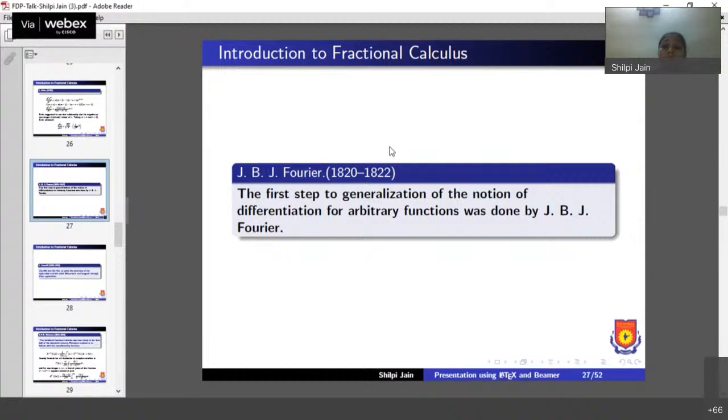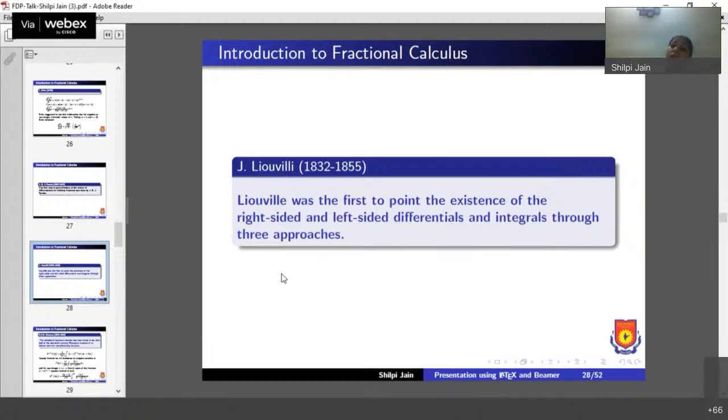Now, J.B.J. Fourier, in 1820 to 1822, took the first step to generalization of the notation of differentiation for arbitrary functions. J. Liouville, in 1832 to 1855, was the first to point out the existence of the right-sided and left-sided differential and integral through these approaches.